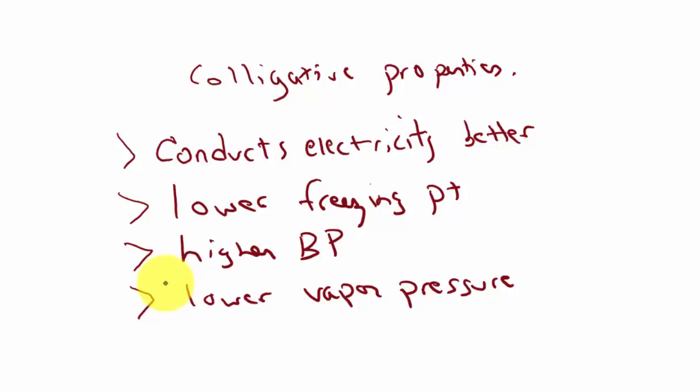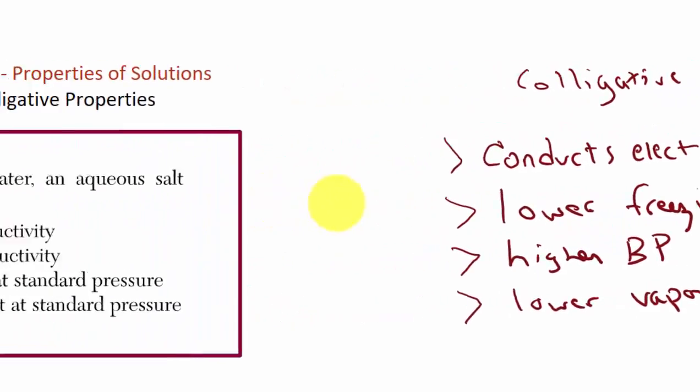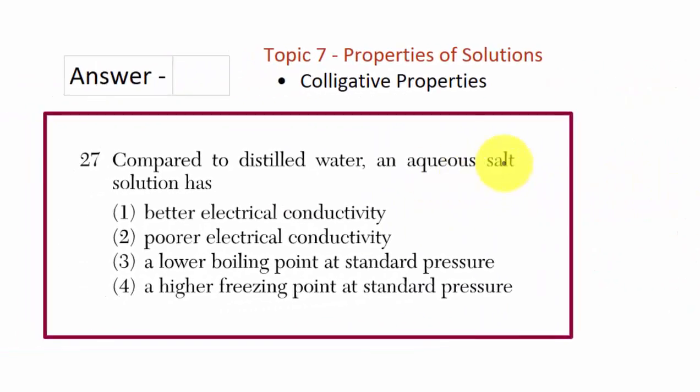So let's see which of these is consistent with the answers provided. Compared to distilled water, aqueous solution has better electrical conductivity. Check. Poorer electrical conductivity? No. Lower boiling point at standard pressure? No. We said the boiling point is going to be higher, not lower. And the higher freezing point? No. The freezing point is going to be lower, not higher. So our best answer, our only answer, is number 1.